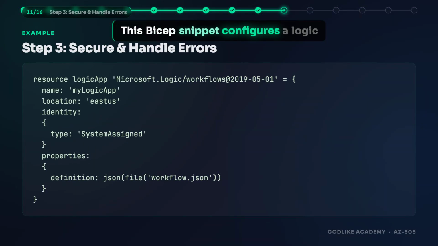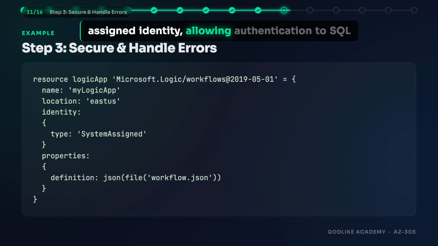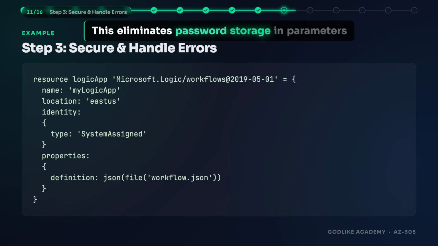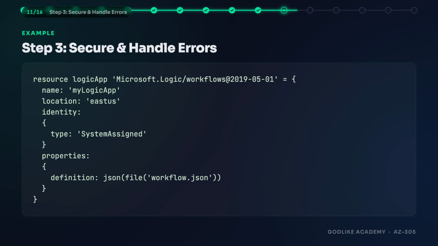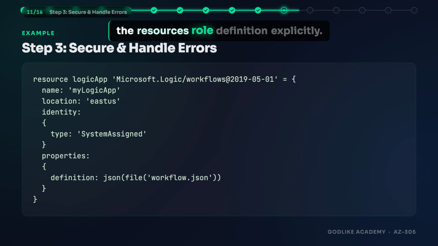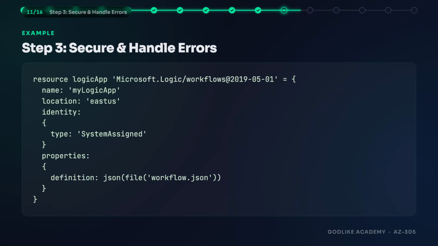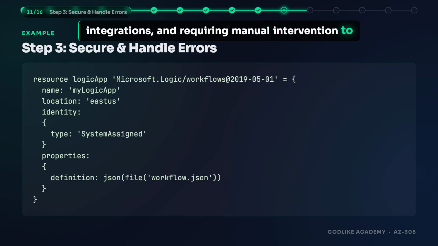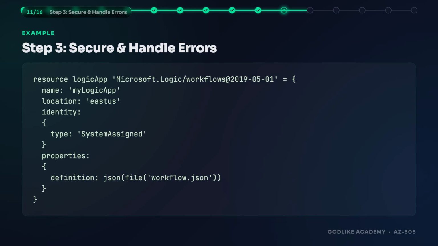This Bicep snippet configures a logic app with a managed identity. The identity block assigns a system-assigned identity, allowing authentication to SQL database via RBAC roles like SQL Reader. This eliminates password storage in parameters files. You must assign the identity to the resource's role definition explicitly. Failing to do so results in access denied errors during runtime, breaking integrations, and requiring manual intervention to restore connectivity between services.